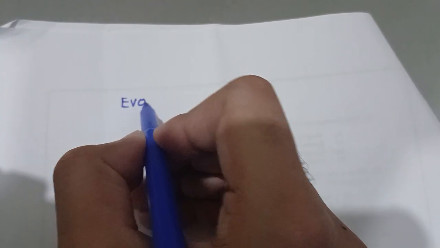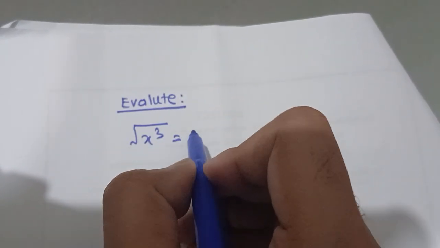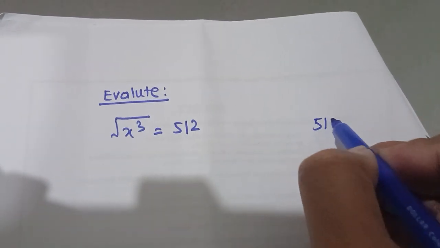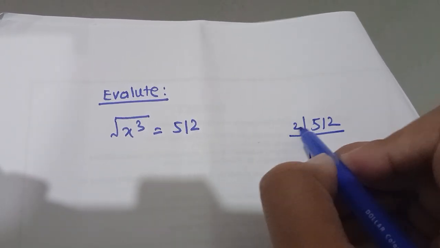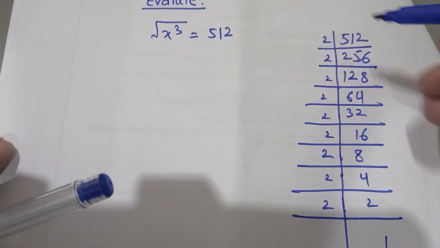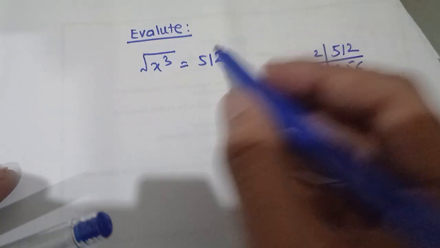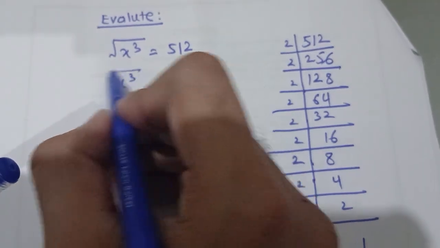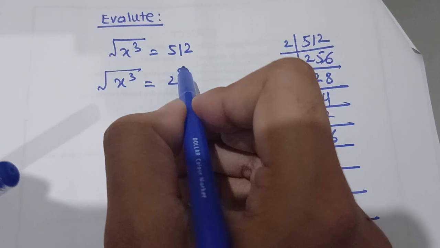Hello, we are going to solve another problem in which we are going to evaluate x for x cube is equal to 512. So first of all we will divide 512 by 2, repeatedly dividing in the same way. The square root of x cube becomes equal to 2 raised to the power 9.